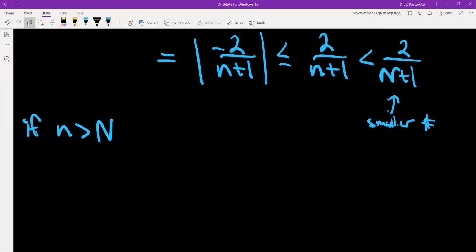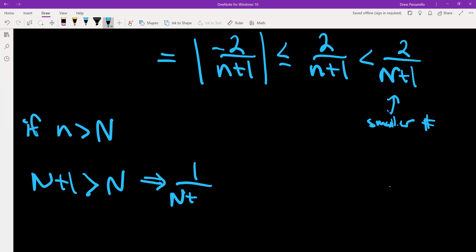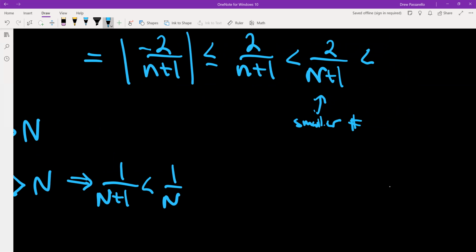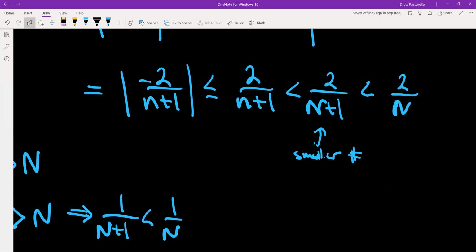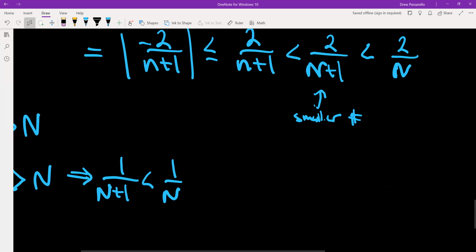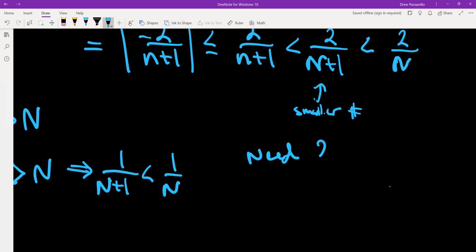And then also n plus 1 is greater than n, so then 1 over n plus 1 is less than 1 over n. And so 2 over n plus 1, that's less than 2 over n. Okay, and then we need this to be less than epsilon. So we need 2 over n to be less than epsilon.